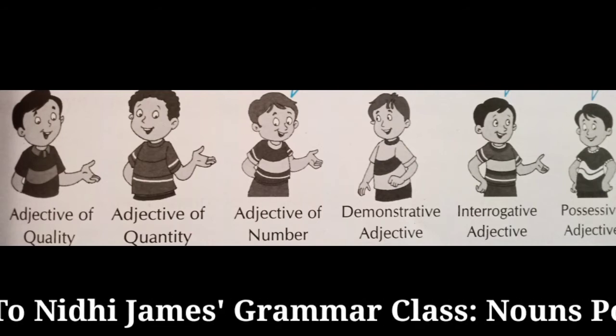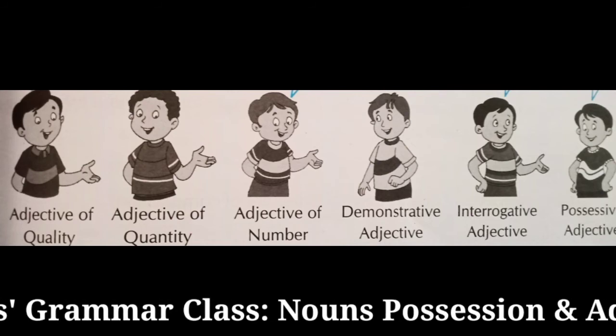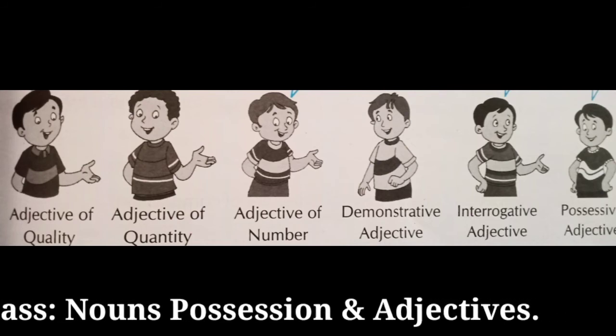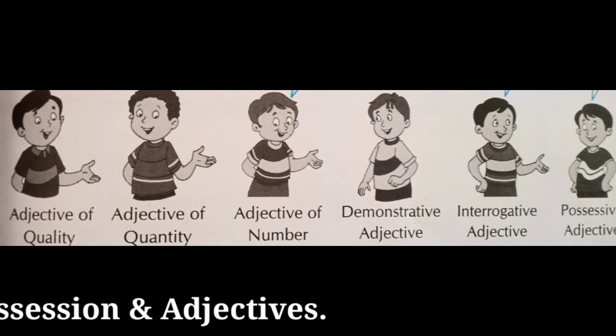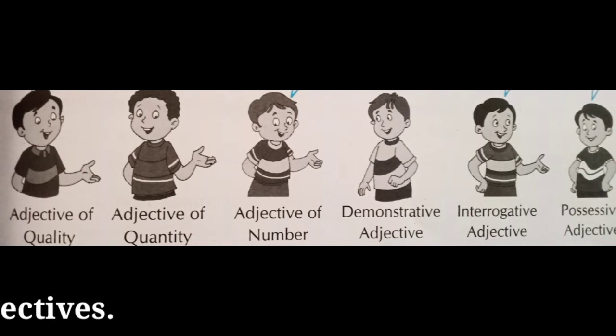Let's revise. Apostrophe s is used with singular and plural nouns not ending in s to show possession or belonging. Apostrophe is used with singular and plural nouns ending in s to show possession or belonging.